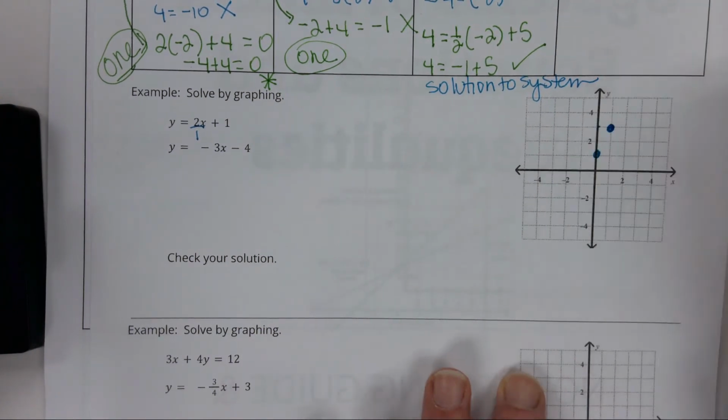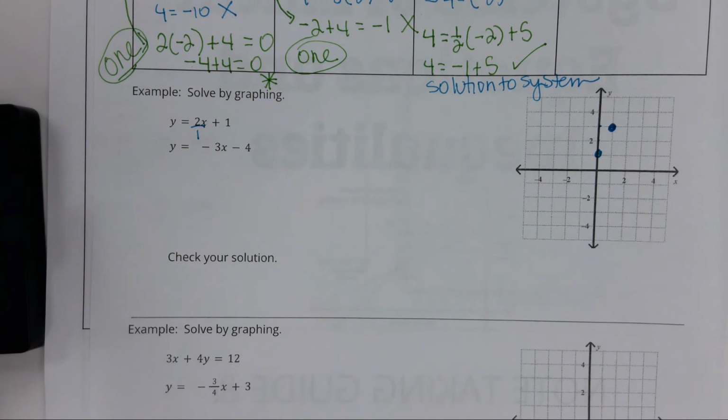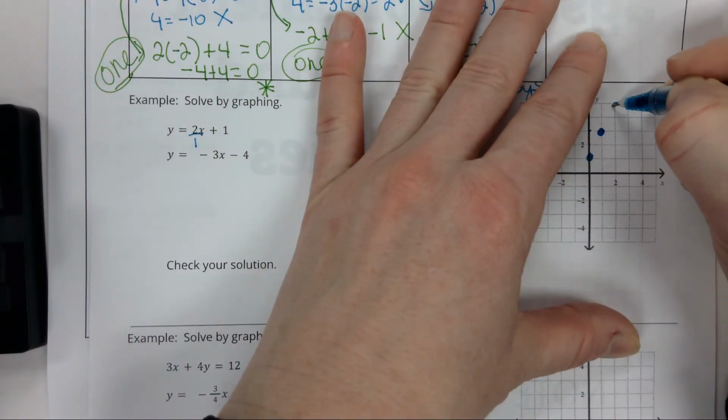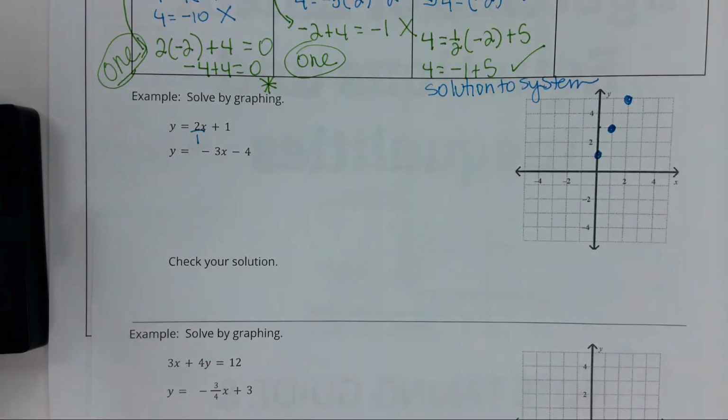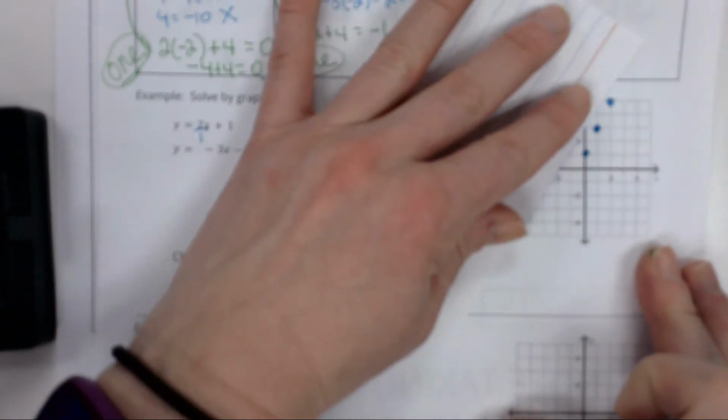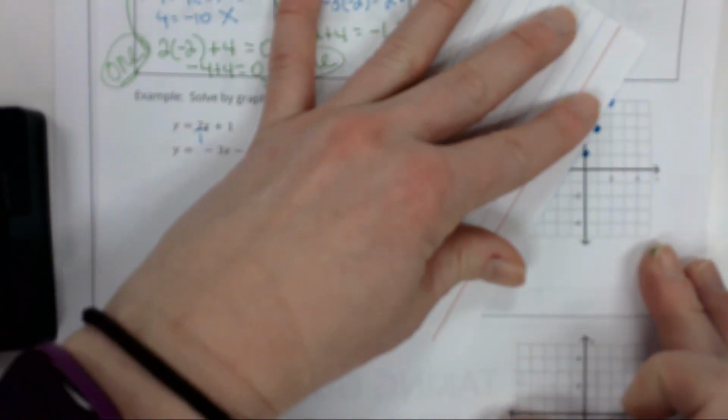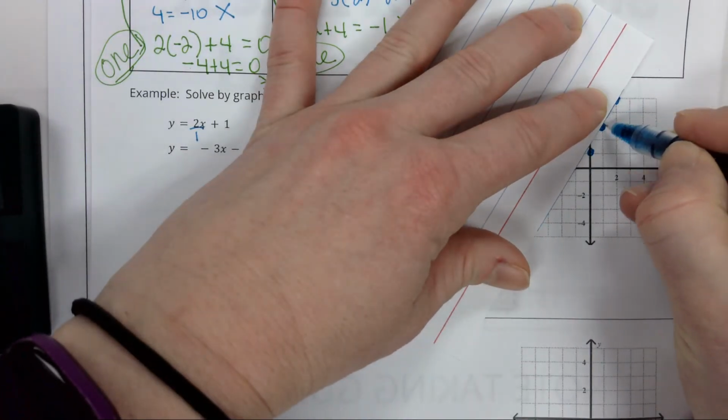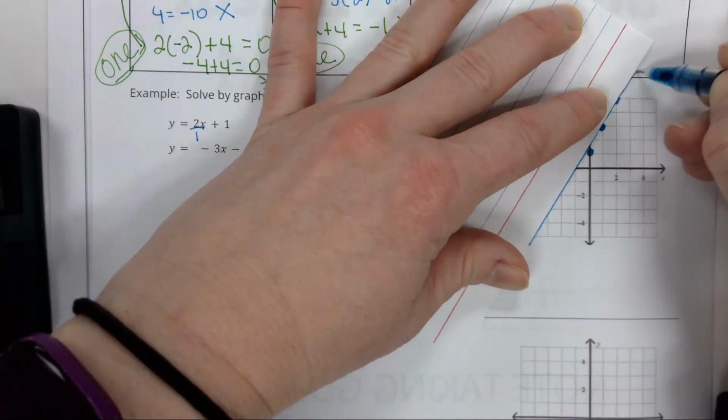Here's what I will tell you about these, because sometimes it's hard to tell where the lines meet. You can keep going up 2 over 1 if you want to get more points. You don't have to, but it might help in the long run. Would you draw your line? Okay, I'm halfway done.